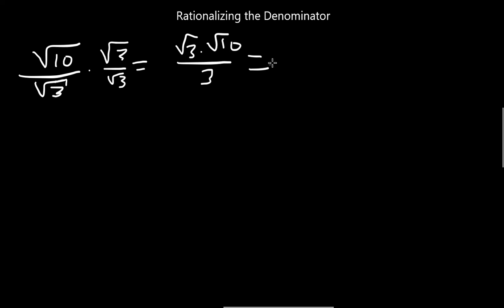And let's make that look a little bit nicer. Using the product property, you can do 3 times 10 and take the square root of that divided by 3, which will become square root 30 divided by 3.